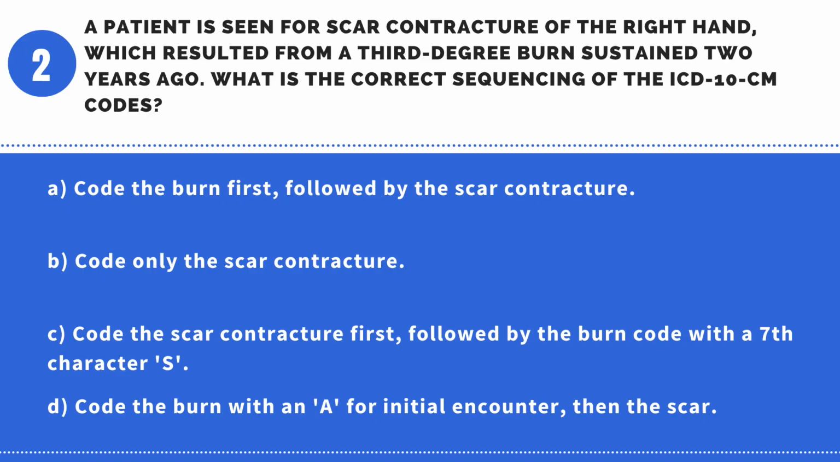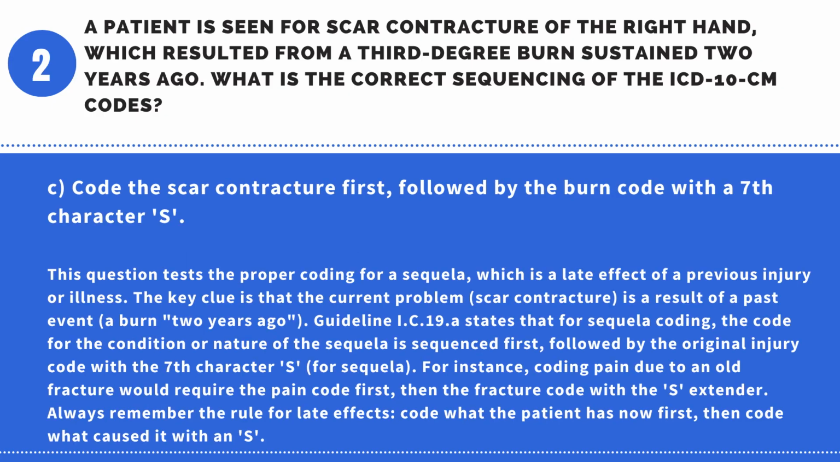A. Code the burn first, followed by the scar contracture. B. Code only the scar contracture. C. Code the scar contracture first, followed by the burn code with a 7th character S. D. Code the burn with an A4 initial encounter, then the scar. Answer: C. Code the scar contracture first, followed by the burn code with a 7th character S.